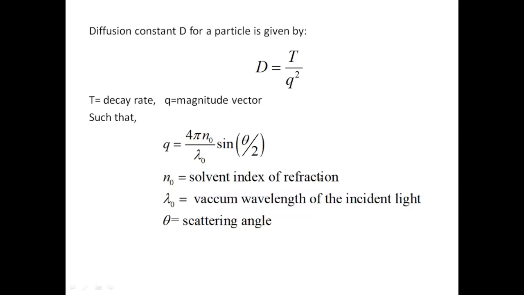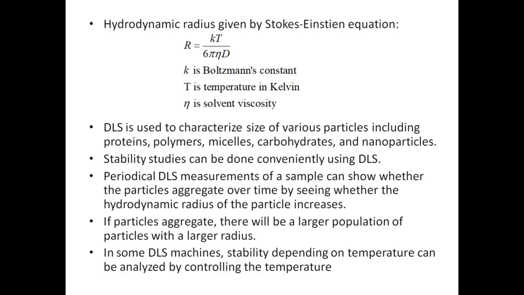Okay, so we know these constants. If we know theta, we know the refractive index, we know the wavelength of light, we put it into this formula, we get something called the magnitude vector. This magnitude vector, I put it over here in the formula, I get the diffusion constant. And this diffusion constant, finally, I put it in the formula of hydrodynamic radius. And this will actually give me the hydrodynamic radius of the macromolecule which is present in my solution.